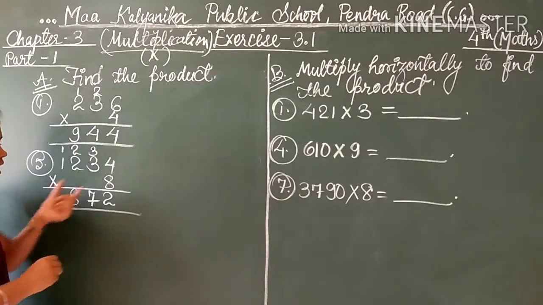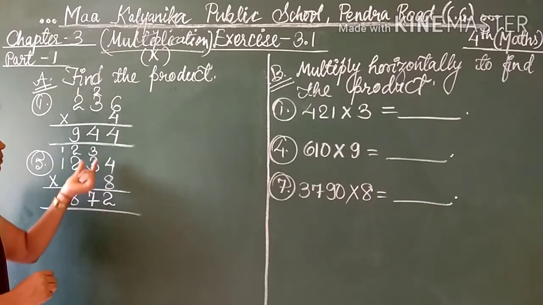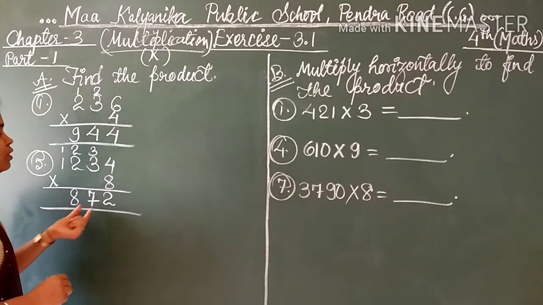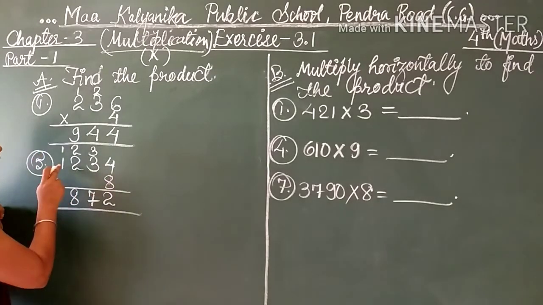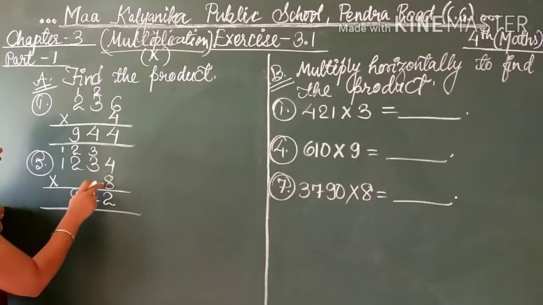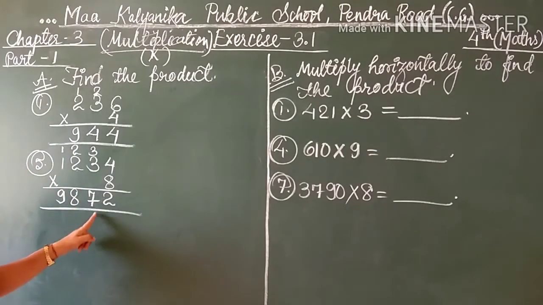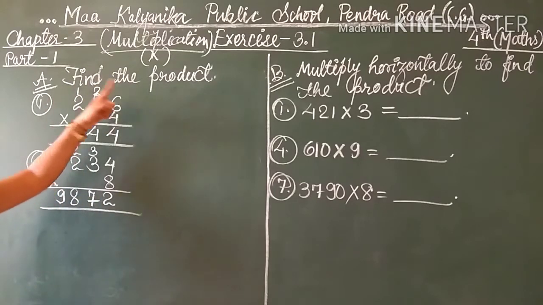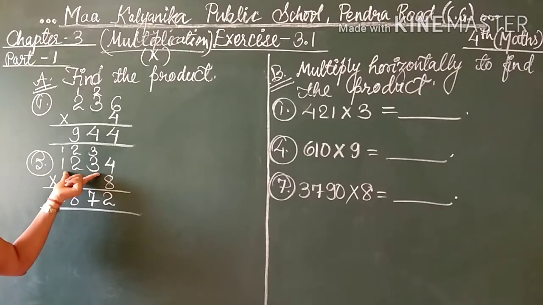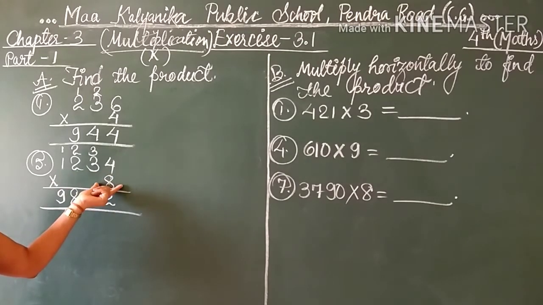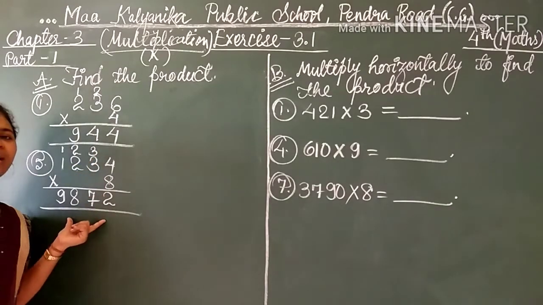The number you are multiplying by, write the answers just below it in a straight column properly. Now 8 ones are 8, plus 1 is 9. I am multiplying 8 with 1, so I will write the answer here. 8 ones are 8 plus 1, 9. So students, 9872 is the product of 1234 and 8. Clear to you? So in this way we can find the product.